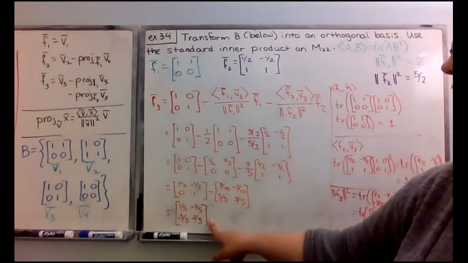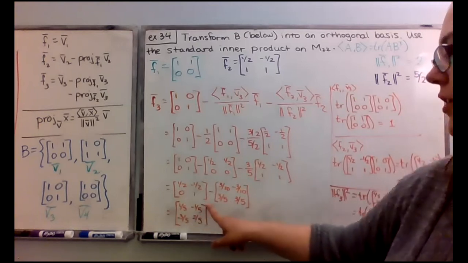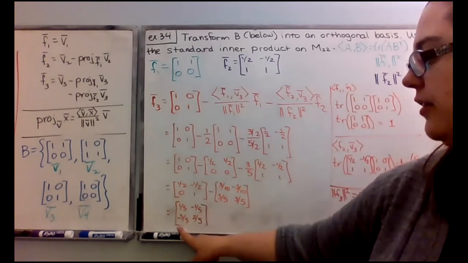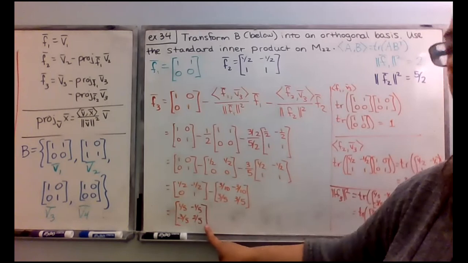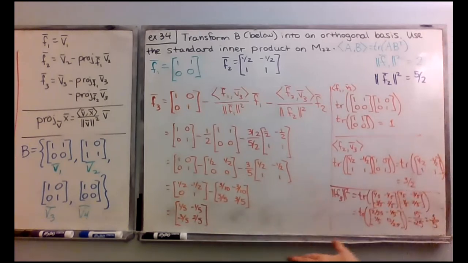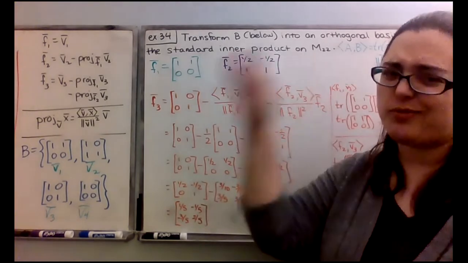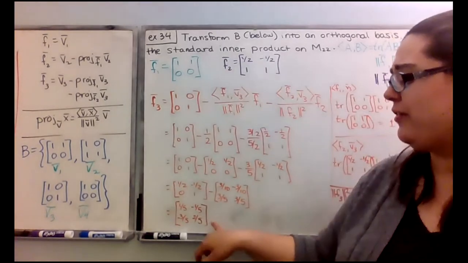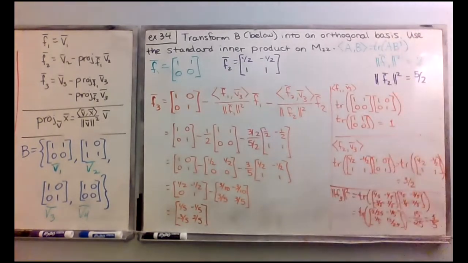So for my value for F3, I got 1/5, negative 1/5, negative 3/5, and 2/5. Then, because I know I'm going to need it in the next step, I just went ahead and found the norm of F3 squared. So I did that over here, and that ended up being 3/5 in the end.